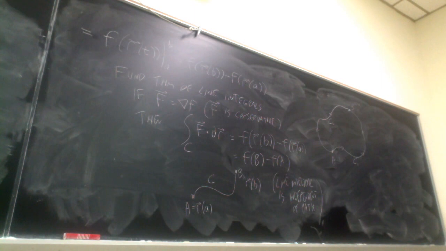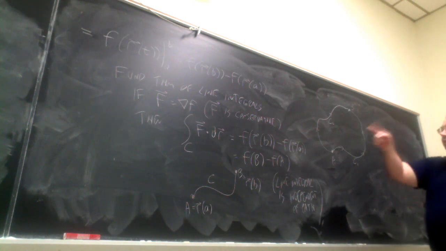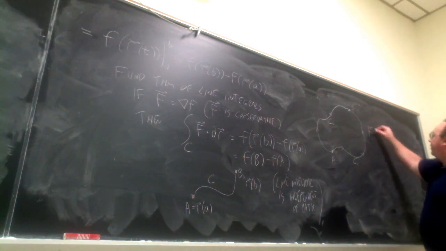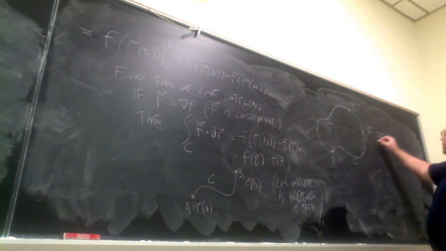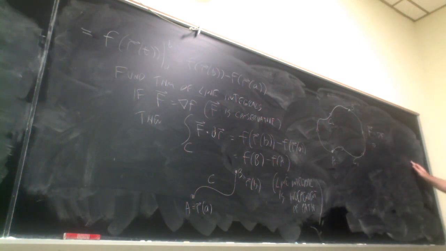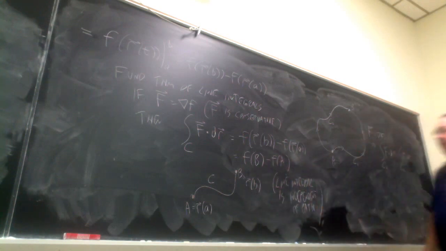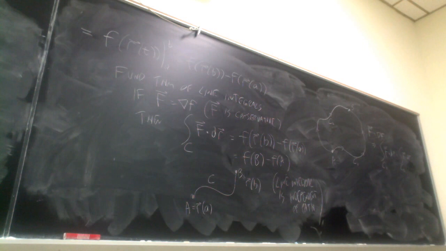Now, under this assumption that f is conservative, so the line integral is independent of path, then the line integral of the vector field over this curve C1 will be the same as the line integral over C2, because they'll both be equal to little f at b minus little f of a.